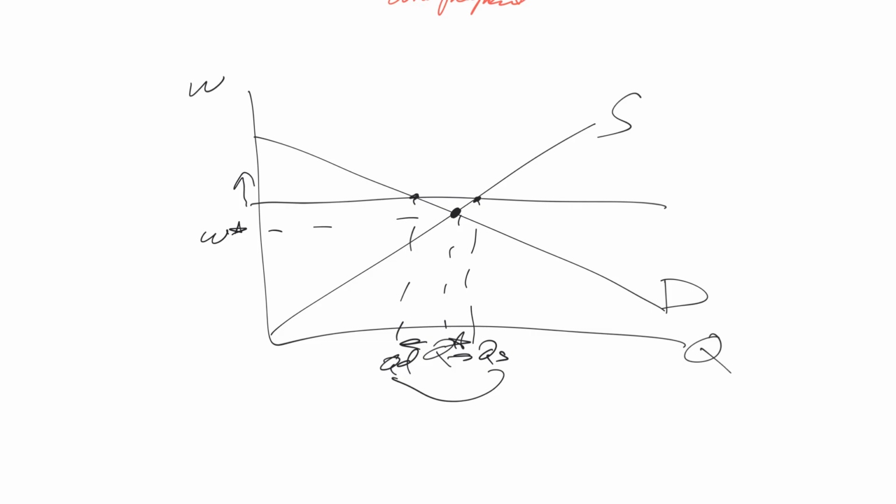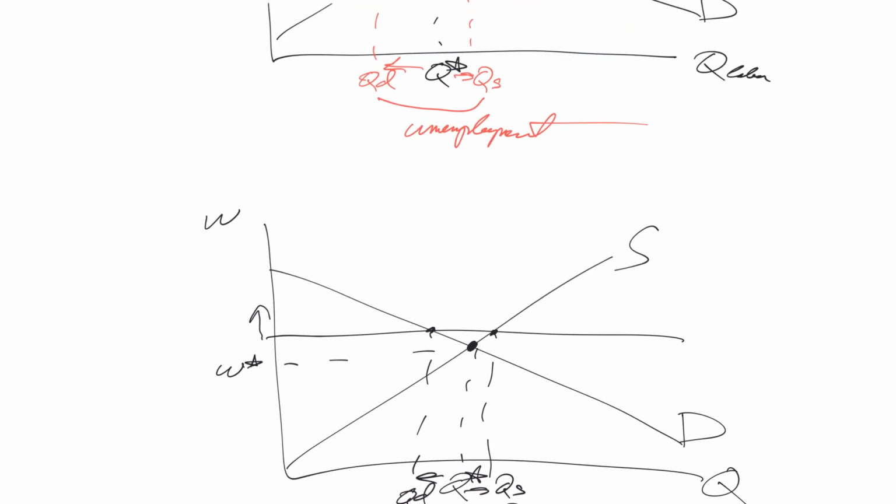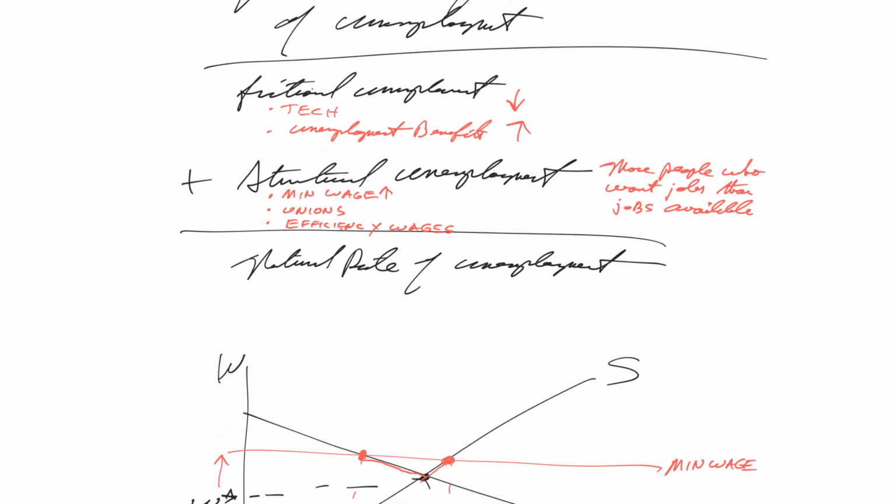But to the extent that the union can extract a little bit higher wage from the threat of a strike, that will result in a wage above equilibrium and structural unemployment. Okay, that brings us to efficiency wages. So let's put that in. Unions can increase structural unemployment.